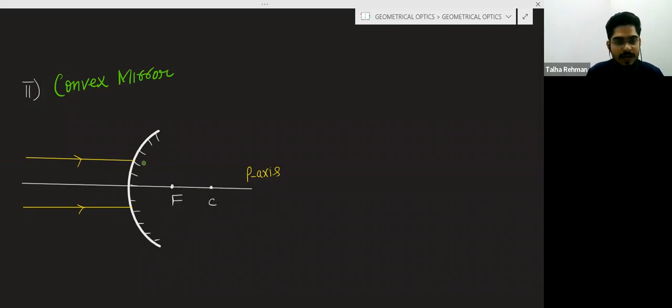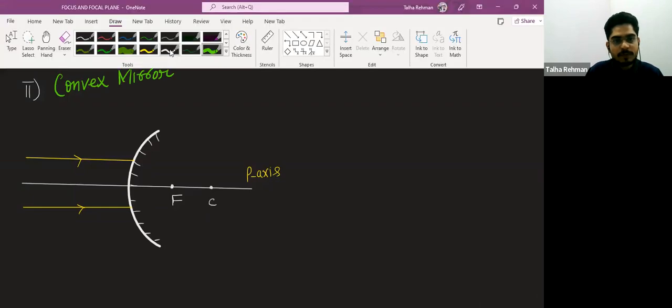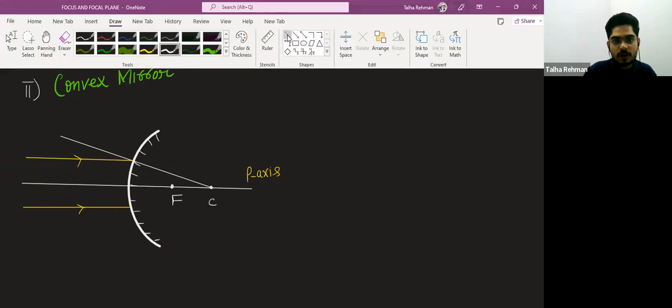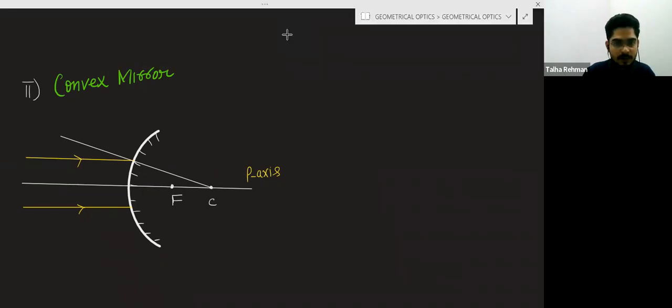What will happen? First we will draw the normal. As this is a spherical surface, the normal will pass through the center of curvature. Sorry, not from here. The normal will pass like this. This will be the normal. In this case, the reflection of this ray of light will take place like this.